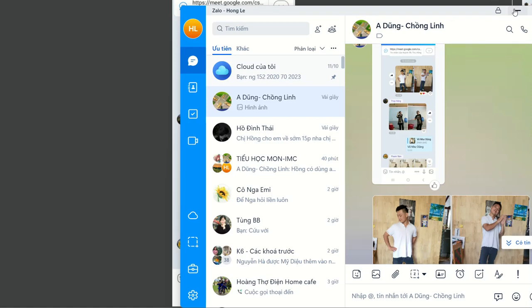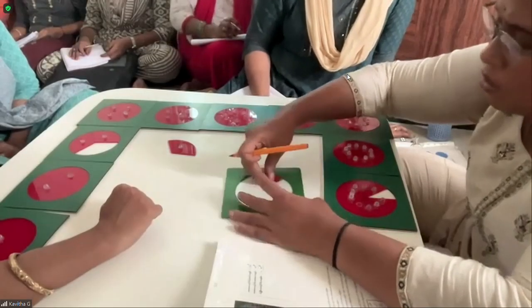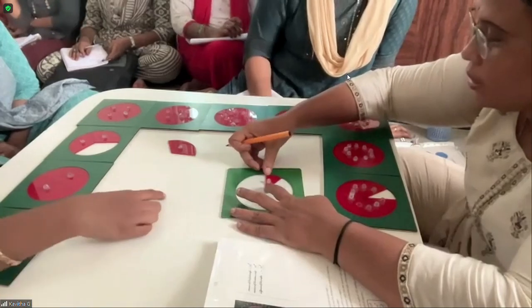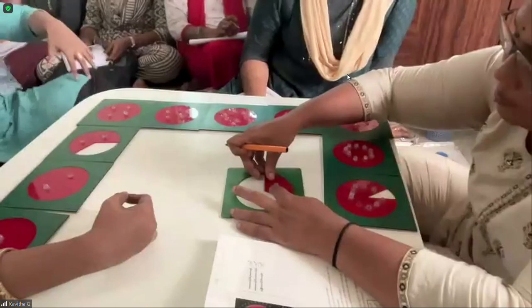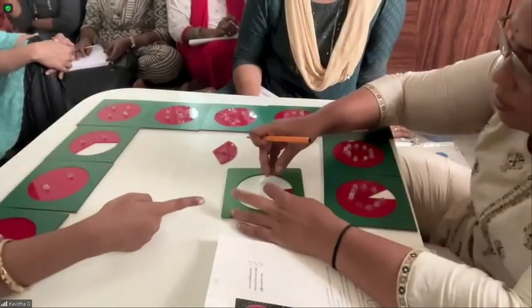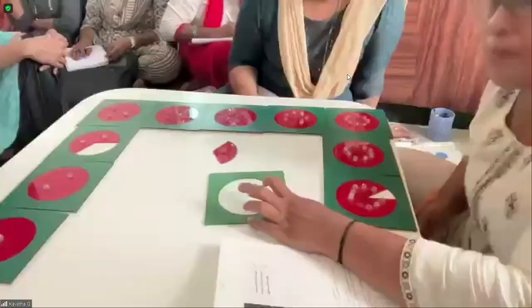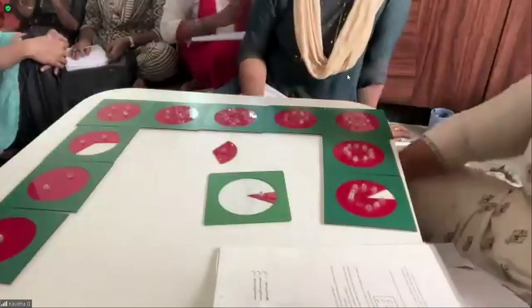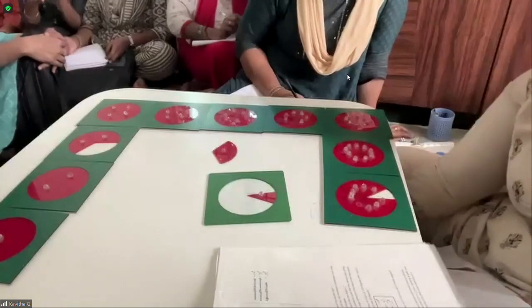84. Oh, that's more. 120 minus. 84. How much was it? 36. How much is this? 120. How much is it? 84. Correct. Got it? 84. So this is your subtraction of angles.